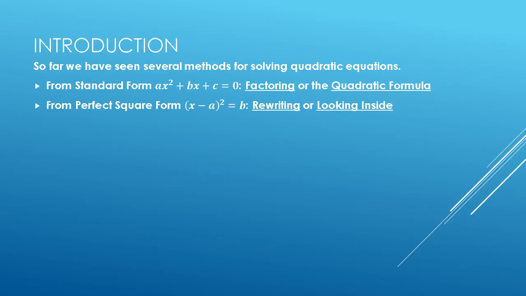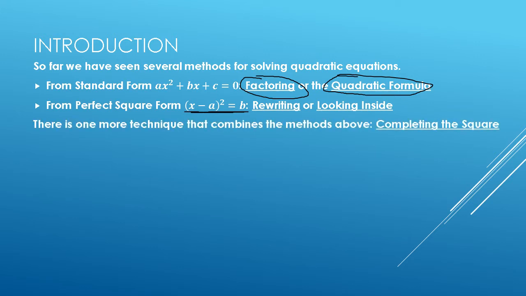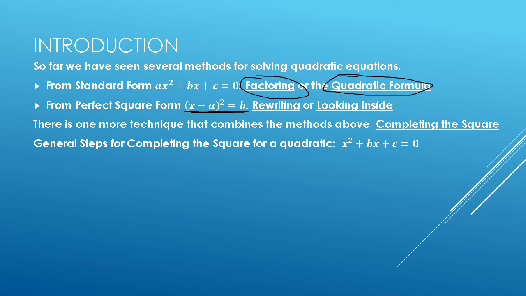So far you know two ways to solve quadratic equations. We know factoring as a method, and we also know the quadratic formula. You've also seen some particular squares written in this form here called perfect squares, and these you've solved by rewriting or looking inside. Well, today we're going to merge these two methods into one more technique called completing the square, which sounds awful and exciting. Here are the steps for solving an equation by completing the square.